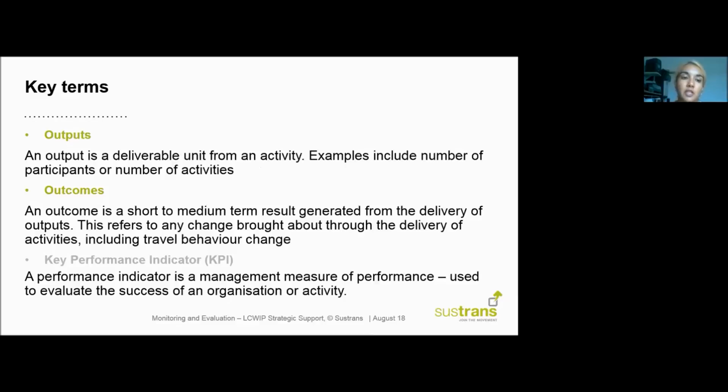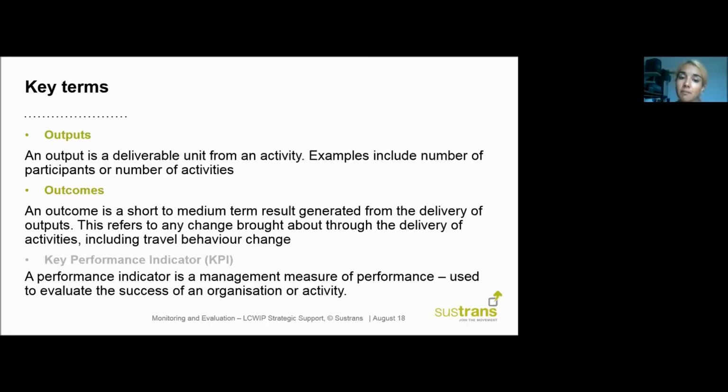In terms of key terms, outputs and outcomes are often confused, but they're crucial to designing a monitoring and evaluation approach, and quite different. So an output is a deliverable unit from an activity. So they're usually quantitative, and examples are things like the number of events, number of participants, number of activities. So that's an output from any project activity.